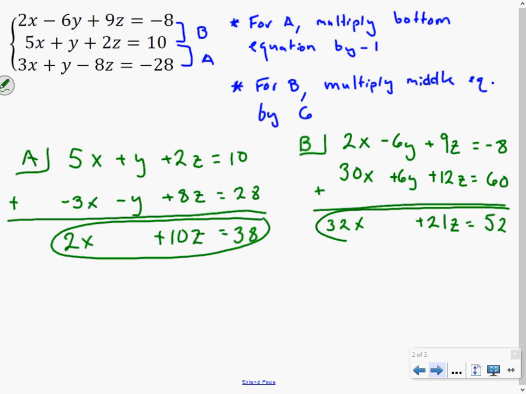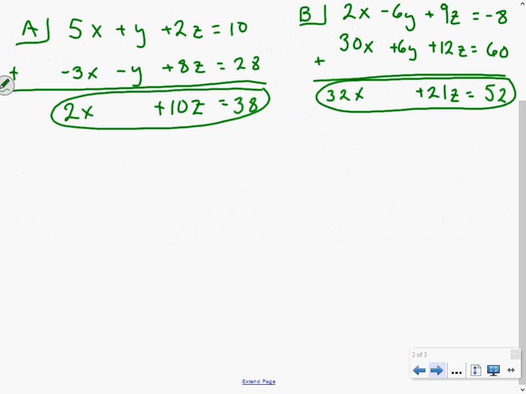So now we have this A and B equation, and what we're going to do is take the A and the B equations and create a new system with those two equations. This new system that we're creating, you'll notice, only has x's and z's. And before we write it, let's kind of strategize here.